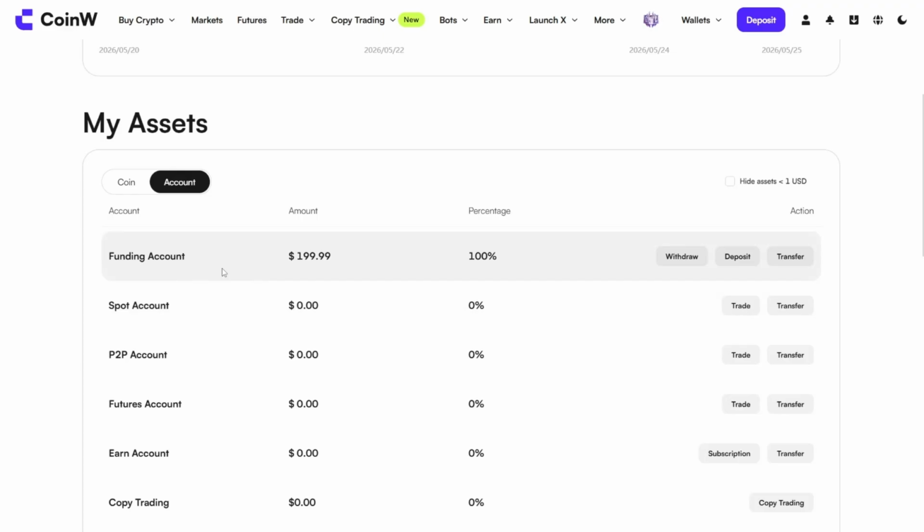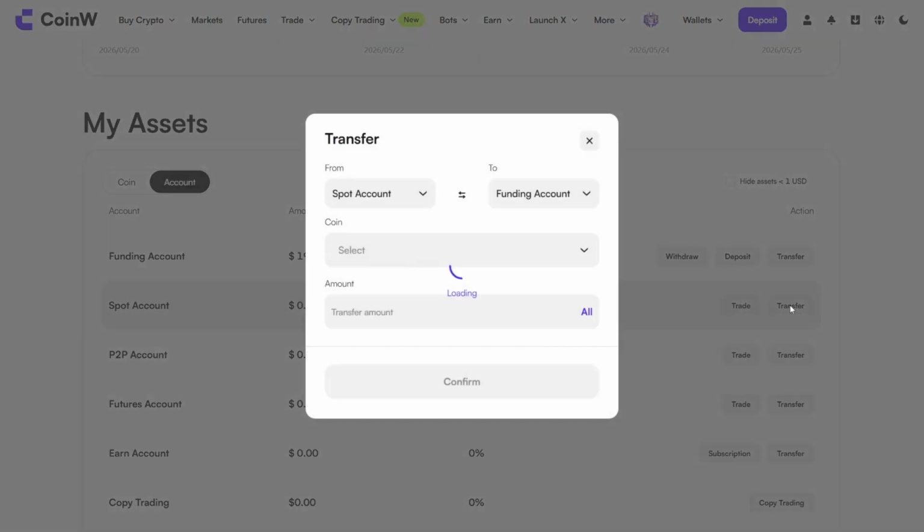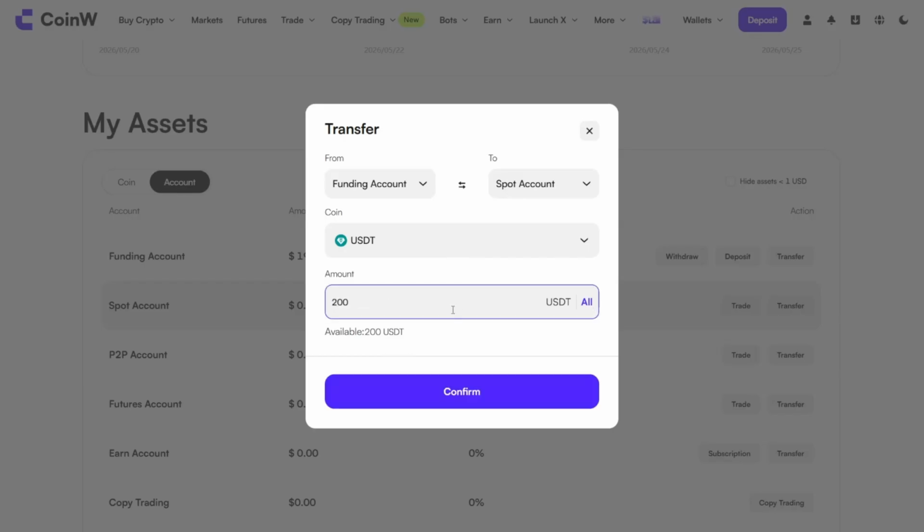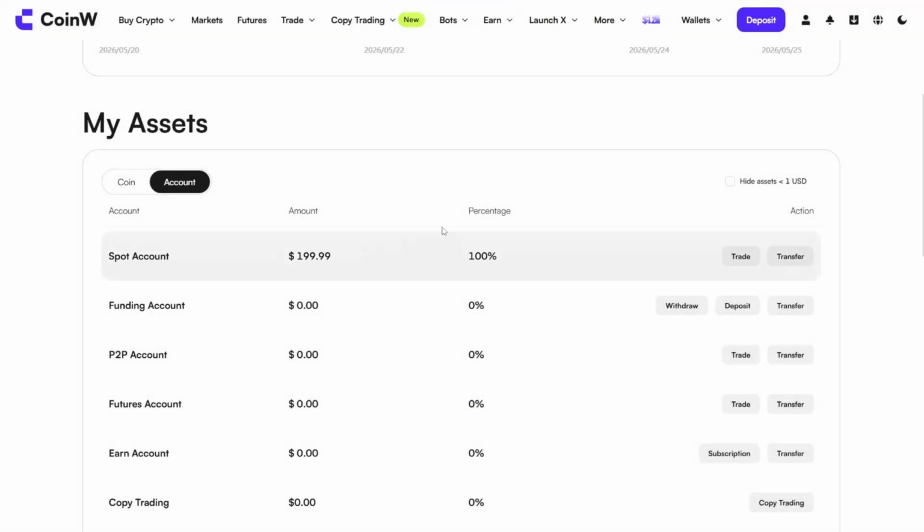We want the 200 USDT in our spot account. So what we're going to do is click on transfer. We're going to transfer from our funding account to our spot account, and we are going to transfer the full amount and click confirm. We can now see that our 200 USDT is in our spot account.